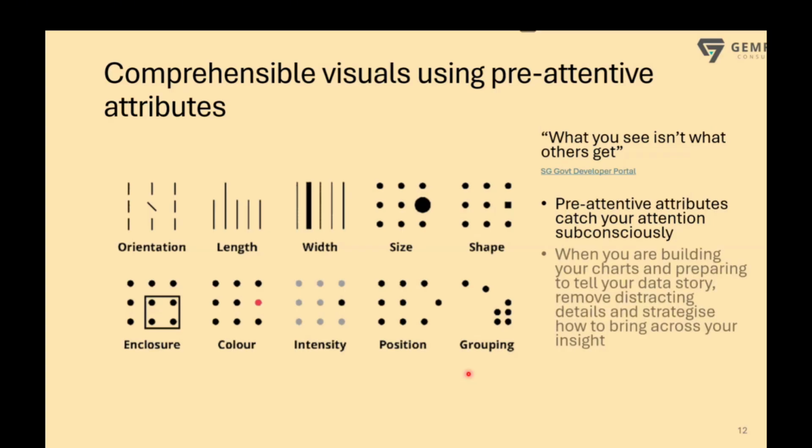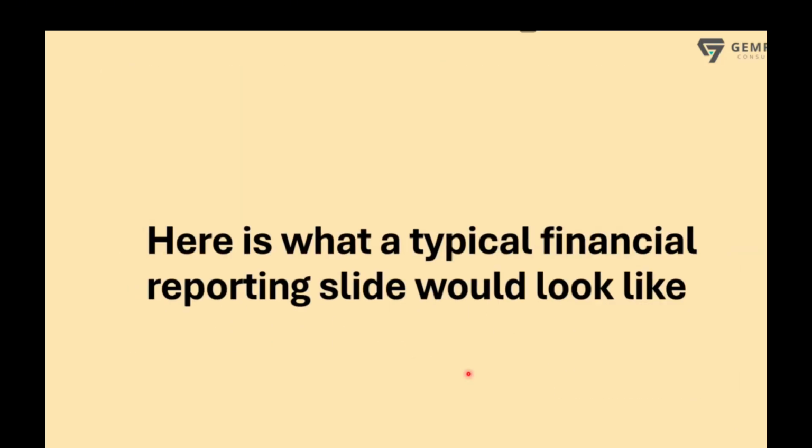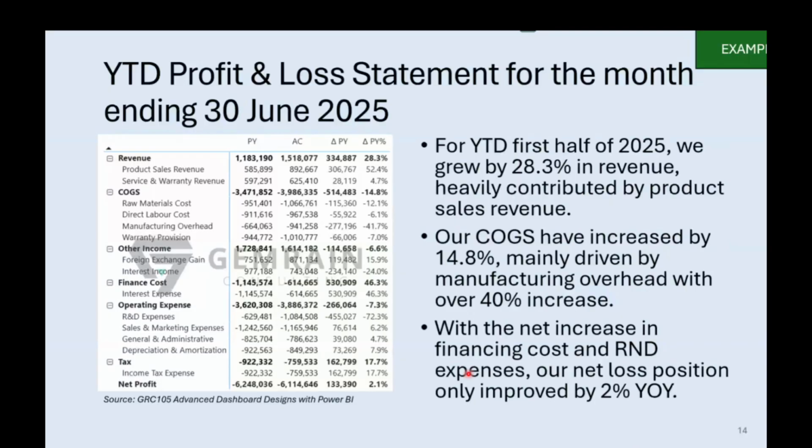And then I am also sharing with you bad examples versus how we improve certain visuals so that we can remove all these distracting details. And then we strengthen our presentation by including the anchor statement, banner statement, thesis statement, right? Then we took a quick look at this basic, or rather a BAU, business as usual kind of presentation in finance.